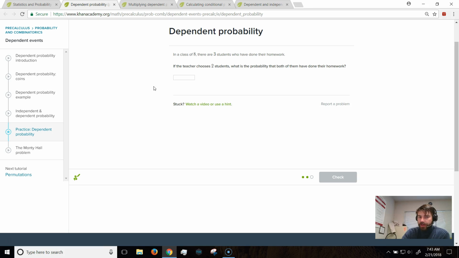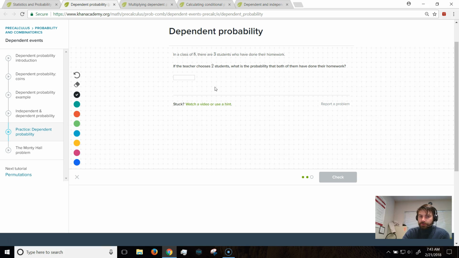Now, here's another type of question. I'm going to go through this too because it may not look the same. This says, if a teacher chooses 2 students, what is the probability that both of them have done their homework? In a class of 8, there are 3 students who have done their homework. So if she's going to pick one student, in a class of 8, 3 have done their homework. What's the probability that one has done their homework? It's going to be 3 out of 8. So 3 over 8.